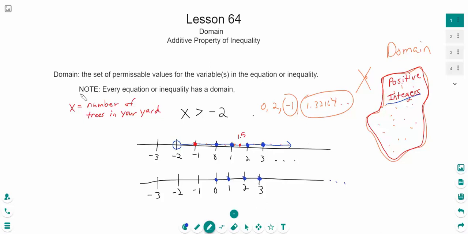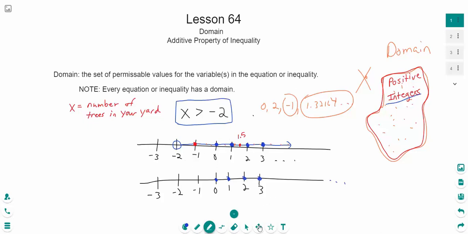So basically, the domain is the set of permissible values for the variables in an equation or an inequality. So it often doesn't have to do with anything mathematically. This mathematical inequality has a solution, but there's also kind of an unmathematical part that might dictate what the domain should be, what makes sense for this particular problem.